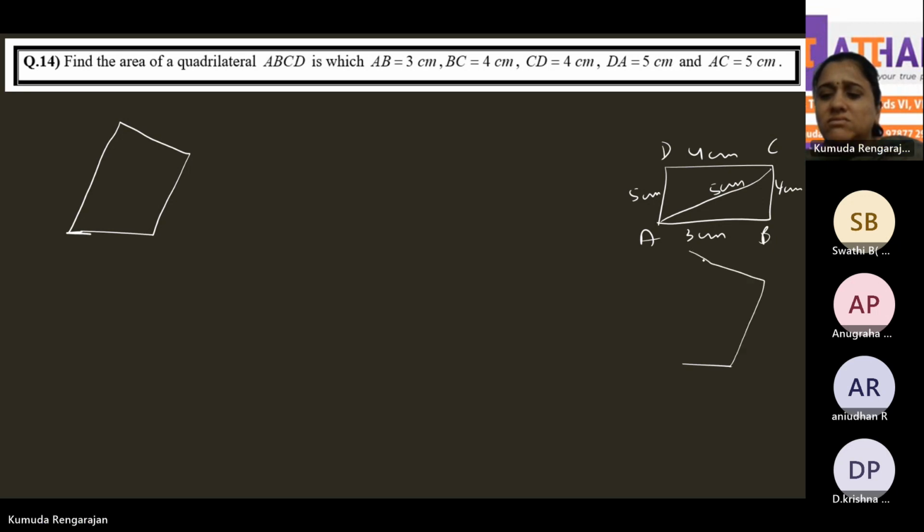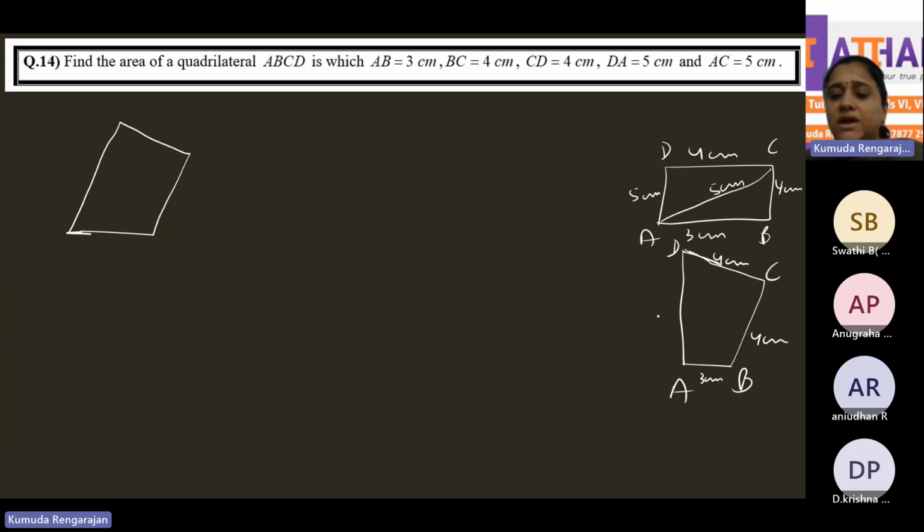So like this. Understand? A, B, C, D. AB is 3 centimeters. BC is 4 centimeters. CD is 4 centimeters. AD is 5 centimeters. And AC is 5 centimeters.